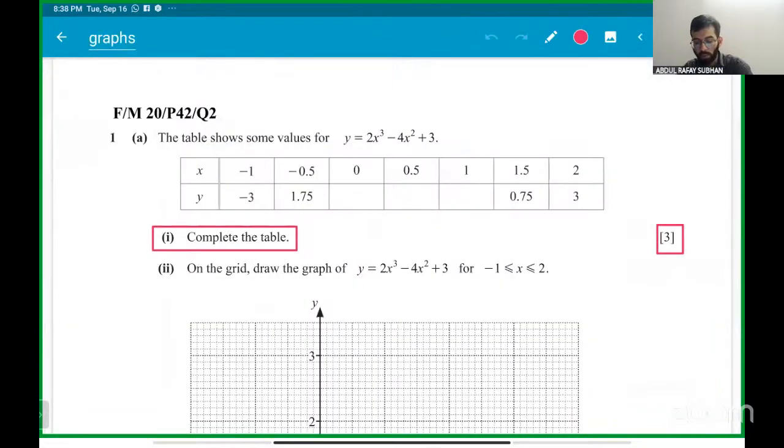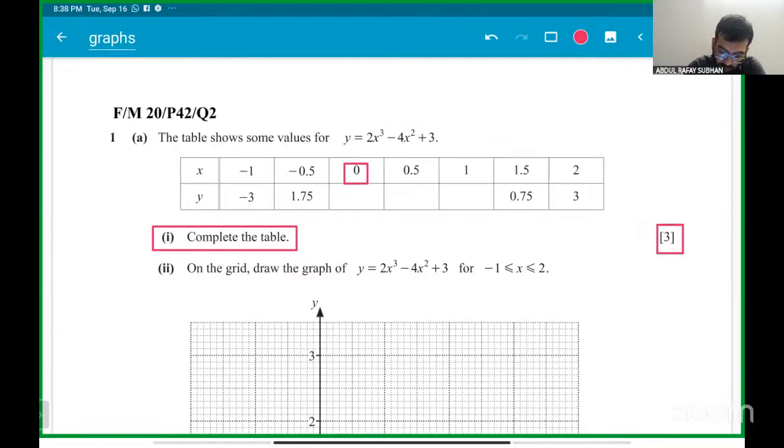Okay. So let's complete the table very quickly. It is basically y equals 2x cube minus 4x square plus 3. Try to do it without a calculator wherever possible, because although these are old questions, they were coming in the calculator paper, but because of the recent past paper changes, this can also come without a calculator. So wherever possible, try to avoid using a calculator.